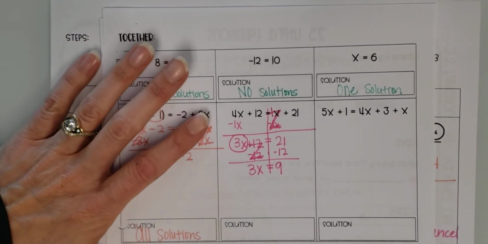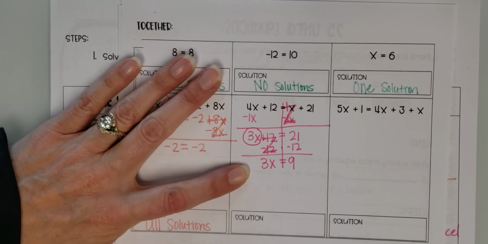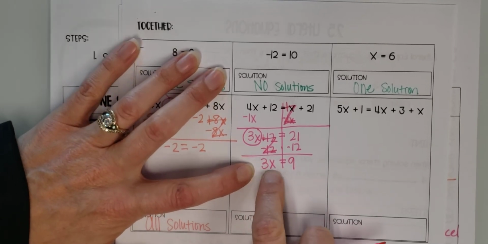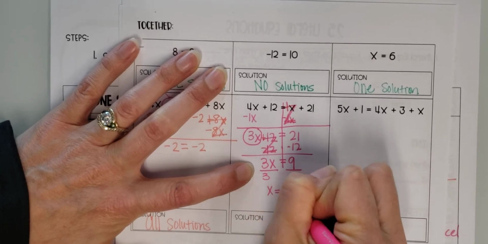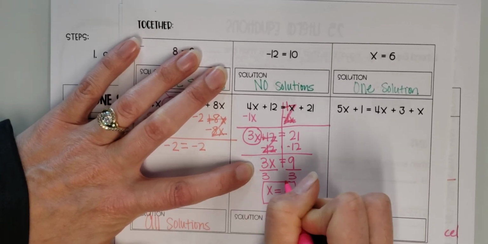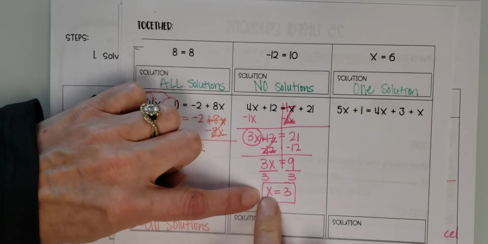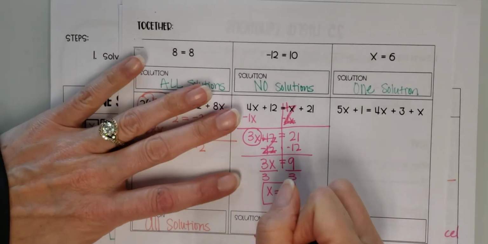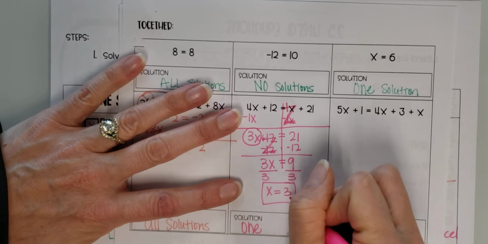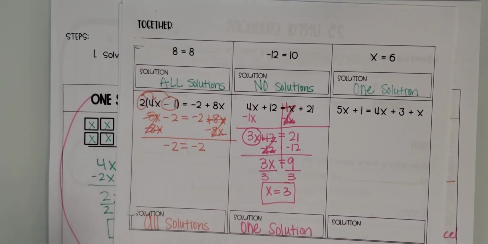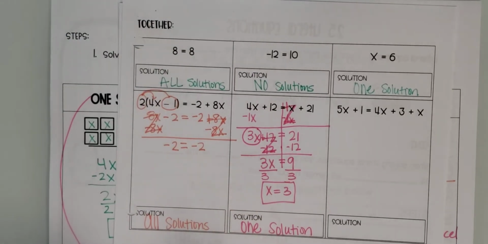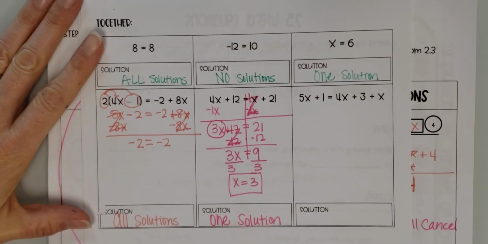My last step would be M for multiplying or dividing. 3 is currently multiplying x, so I want to divide. X equals 3. Okay, so because I have a variable equals a number, that's a one solution, and that one solution is 3. So when you have a one solution equation, you have to give me the actual solution. So in this case, it's 3. Okay. Last one, let's do this one over here.